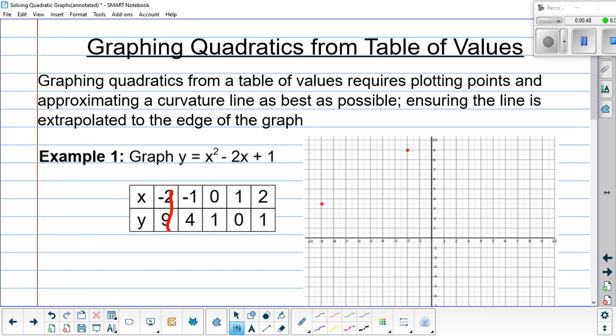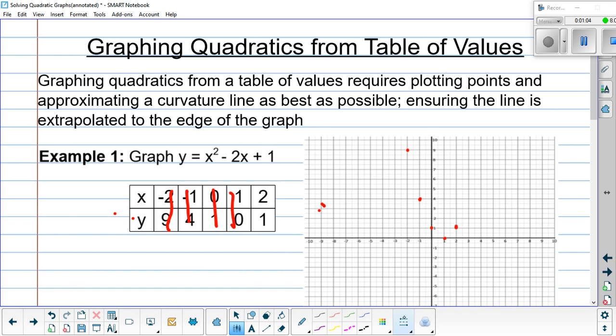Negative 1 and 4. So negative 1 up to 4. Second point, 0 and 1. 1 and 0. And lastly, 2 and 1.